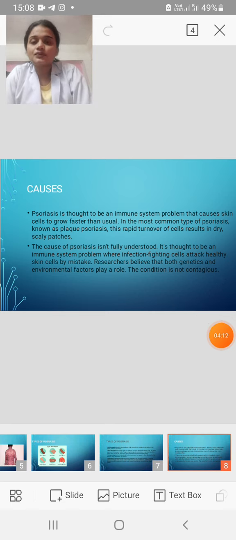Researchers believe that both genetic and environmental factors play a role in this condition. Psoriasis is thought to be an immune system problem that causes skin cells to grow faster than usual. In the most common type, plaque psoriasis, the rapid turnover of cells results in dry, scaly patches. We can see these dry, scaly patches in plaque psoriasis.